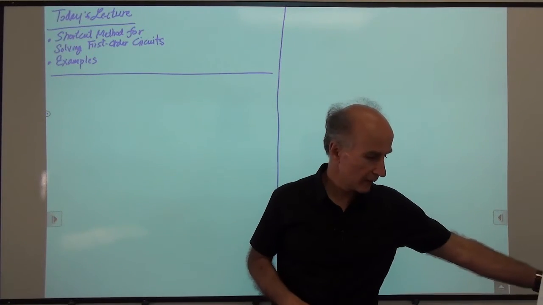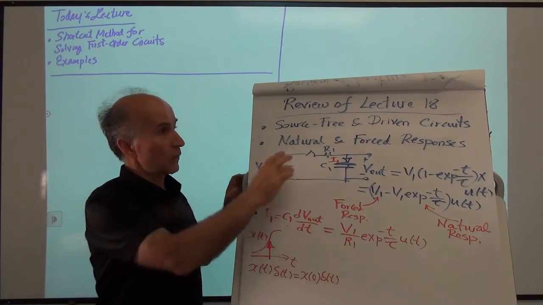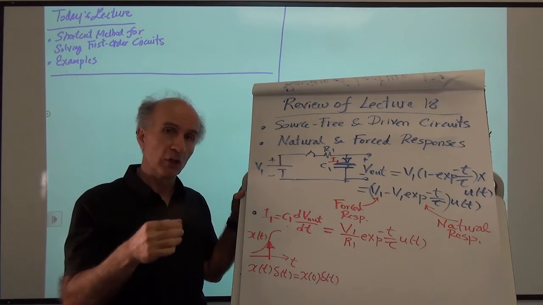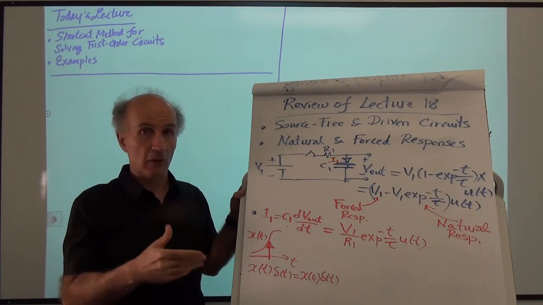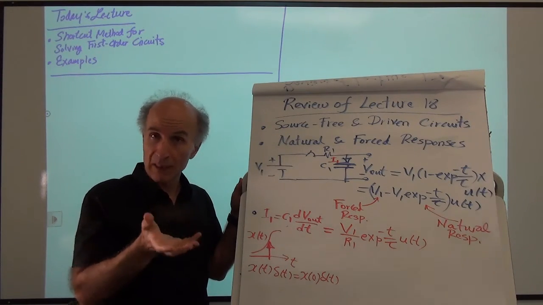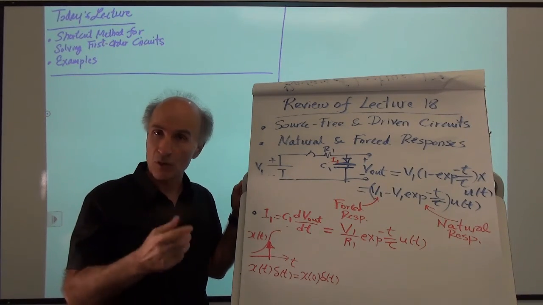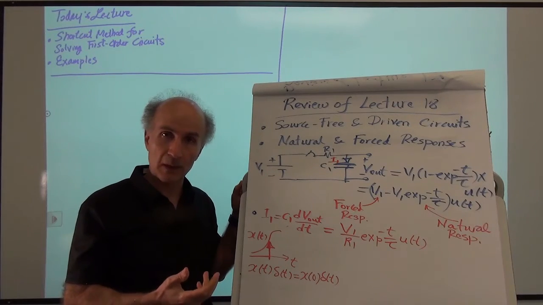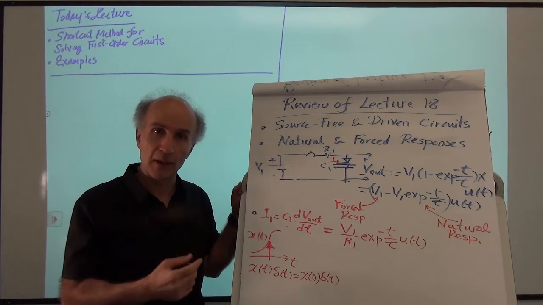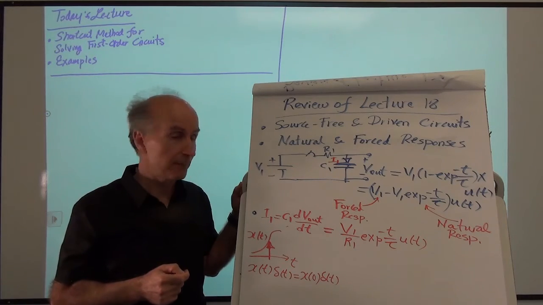Now, before we go there, let's look at what we covered last time. We talked about source-free circuits. We said circuits that have only initial conditions in them but no explicit inputs are called source-free circuits. And we saw that these circuits, when we release them with an initial condition, provide a natural response. Just the way they would act naturally, so to speak, because there's some initial condition and the response is, for example, for a simple RC circuit, an exponential with a certain time constant.